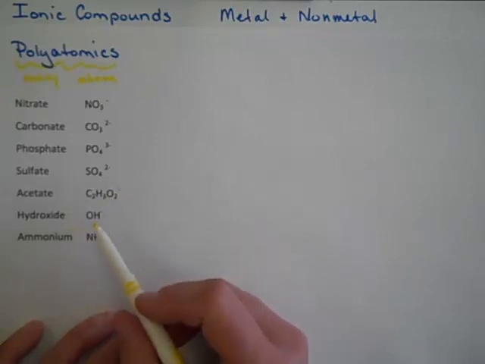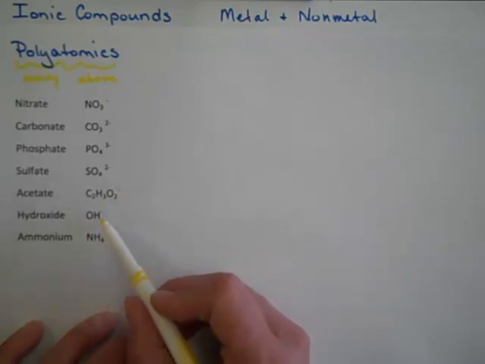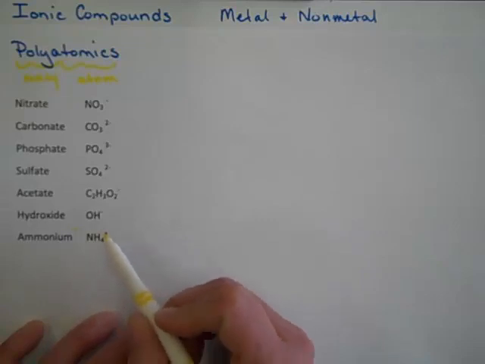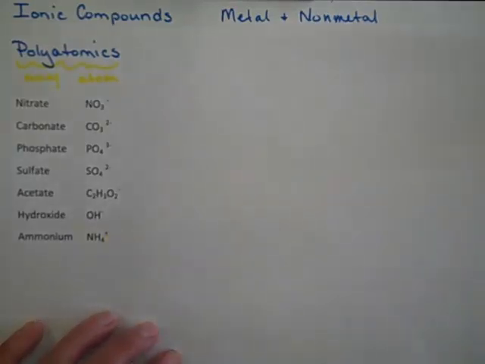Hydroxide is a really common one that we use a lot. OH, it has a 1 negative charge. Then we have ammonium, which is actually a positive. So you have nitrogen and you have 4 hydrogens, and you end up with a +1 charge. So your polyatomics are going to bond just like single atoms do.